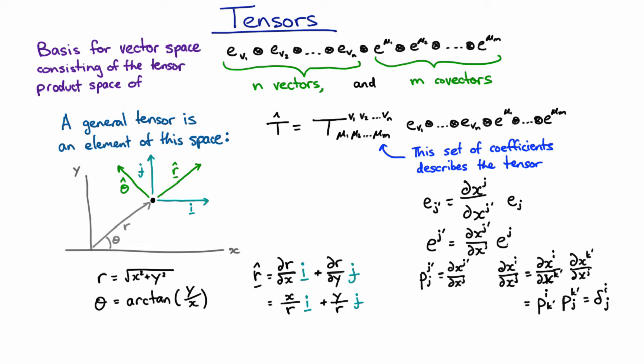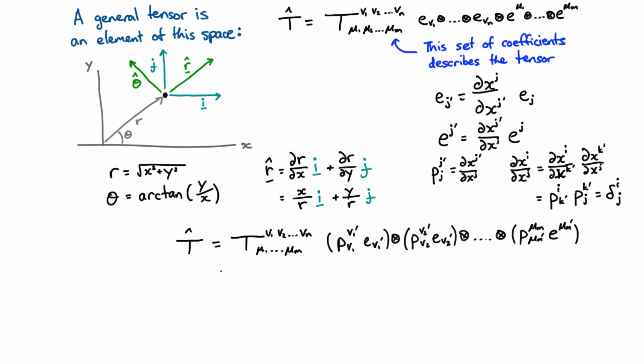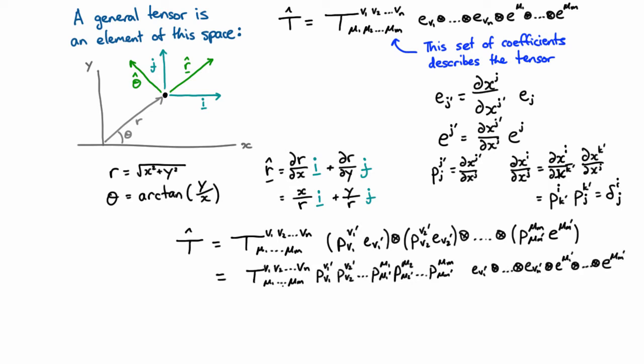Now we can use these transformations for the vectors and the covectors in our tensor if we like, and this will give us a transformation for our coordinates in our tensor. And so we'll have the p's one way around for all the vectors and the other way around for all the covectors. And now because the tensor product is linear, we can pull out all those p's. So remember, we've got full Einstein summation notation, so all these indices here are summed over. We're summed over all the nu's, all the mu's, all the nu dashes, and all the mu dashes.